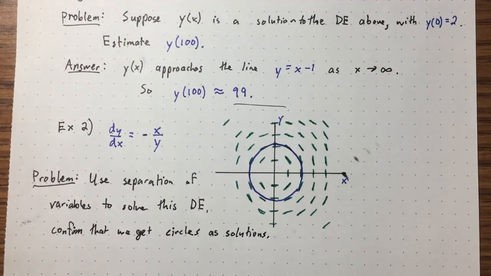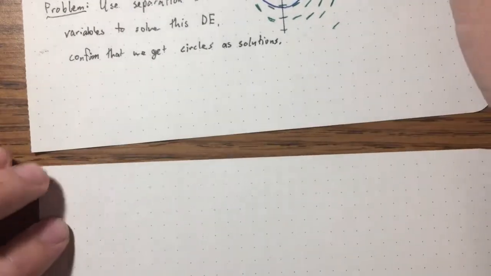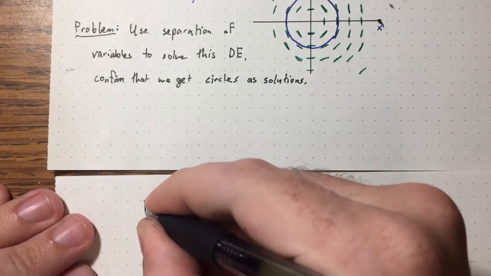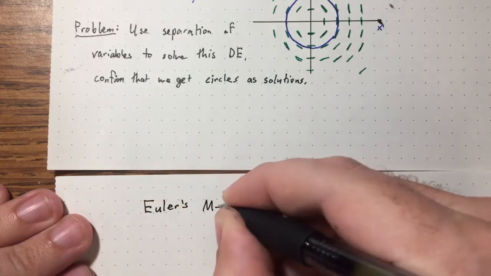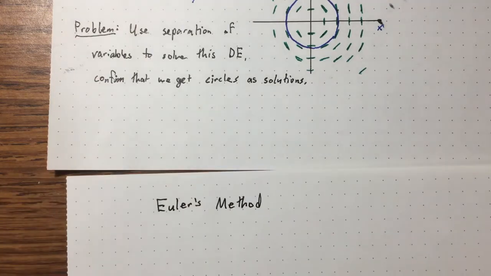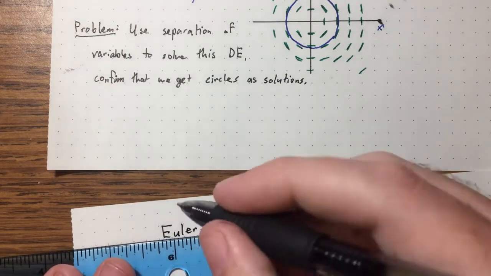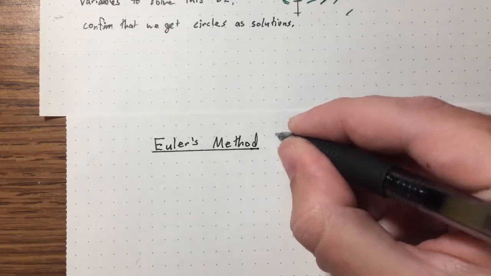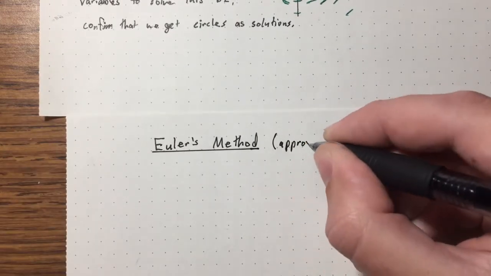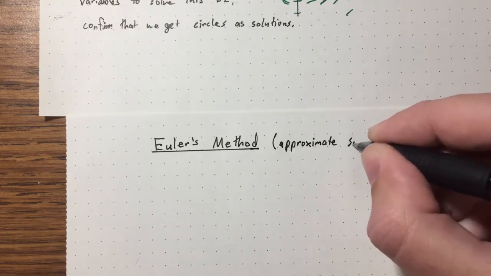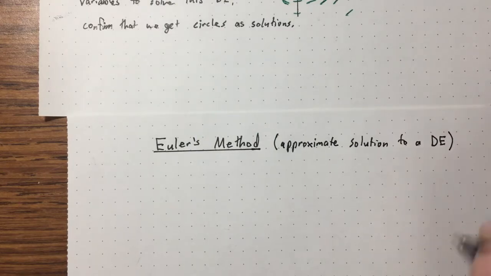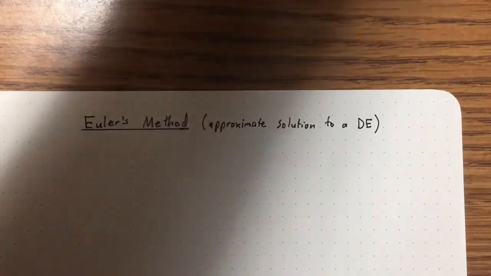Okay. So now what I want to do is talk about something called Euler's method, named after mathematician Euler. So, okay, Euler's method. And this is a method actually for finding an approximate solution to a differential equation. Specifically to first order differential equations. That's what we're going to work with.